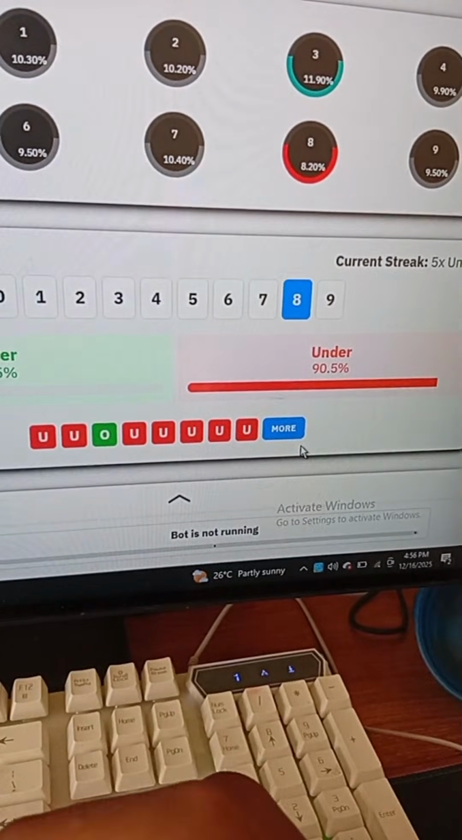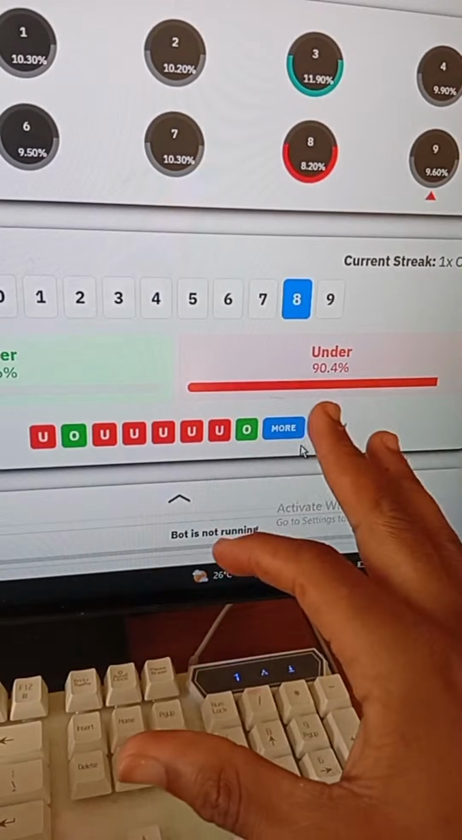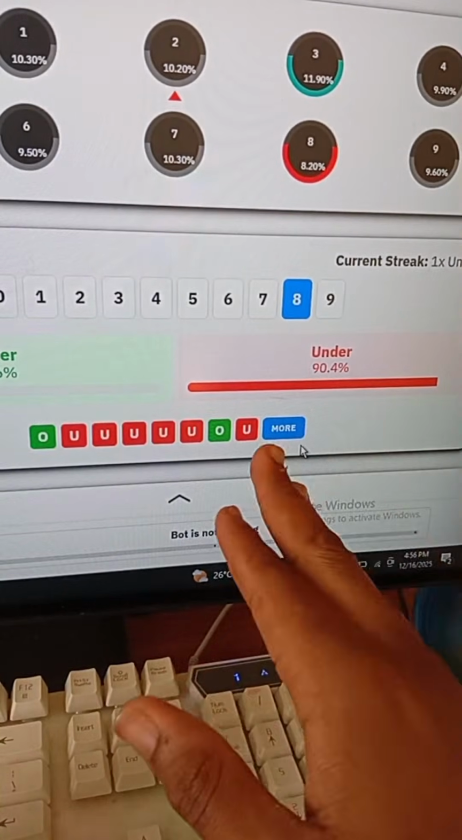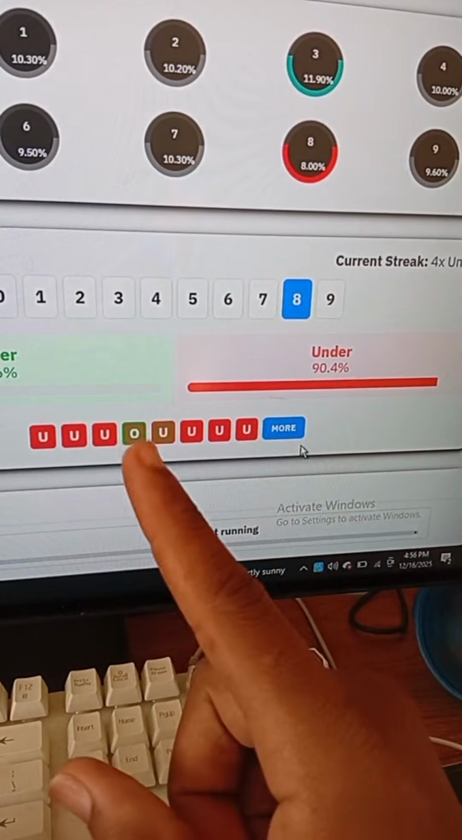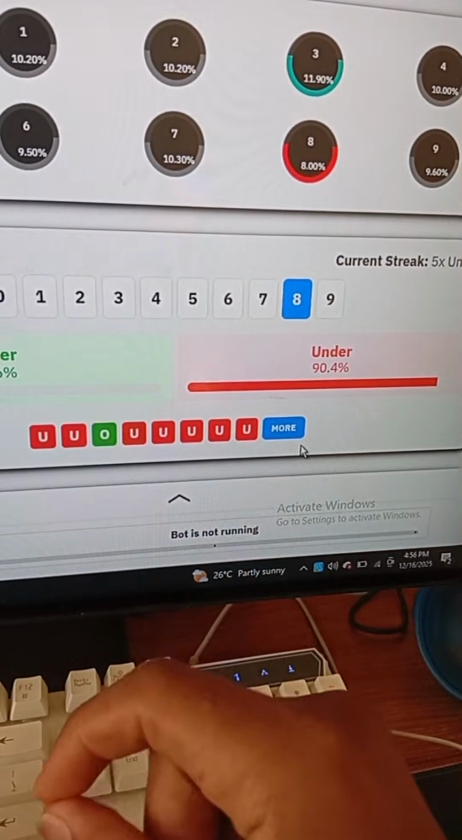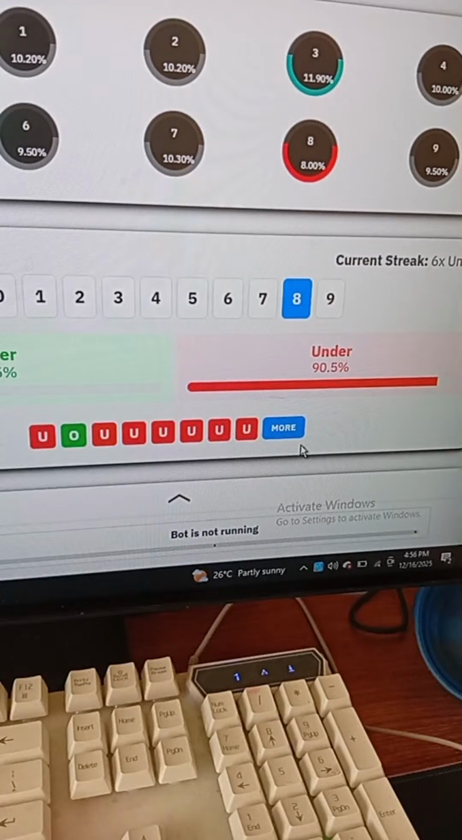Okay, so we are at 90.4 still. Basically we want it to balance out and start increasing, so that we enter. Anytime it is decreasing or not moving, we give it a minute so that it can tell us where it is heading.